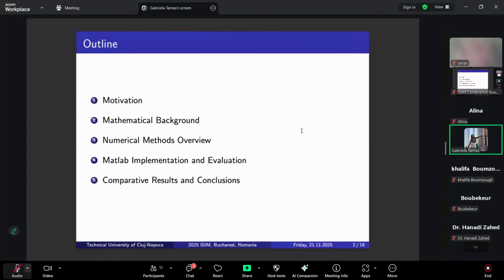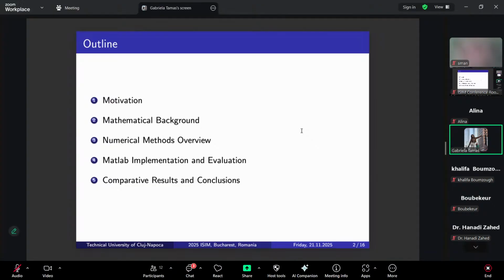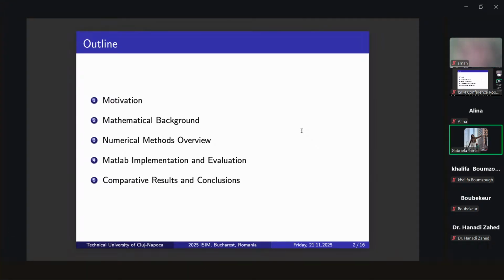This is the outline of my presentation. I will start with the motivation, then I will talk about the mathematical background and the numerical methods we used. After that, I will show how we implemented them in MATLAB, present some results, and I will finish with the conclusions.